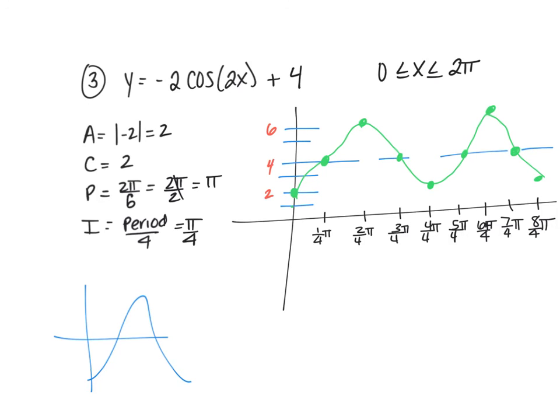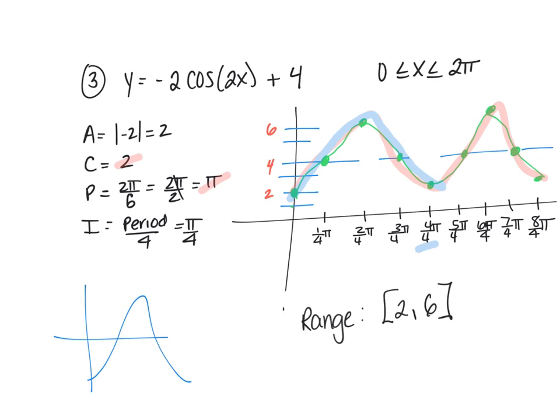There are 2 cycles between 0 and 2 pi. So let's see, 1, 2, yep, 2 cycles. Period is pi, meaning I see 1 full cycle from 0 to pi. And I definitely did, because 4 pi over 4 is 1 pi. And then the last thing would be to find the range, which would be a minimum of 2 and a maximum of 6.